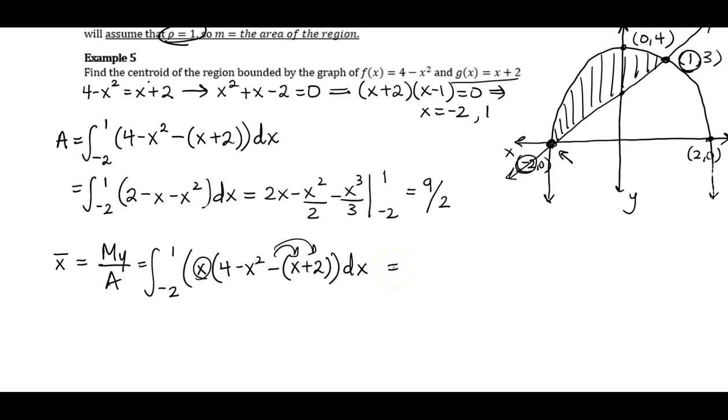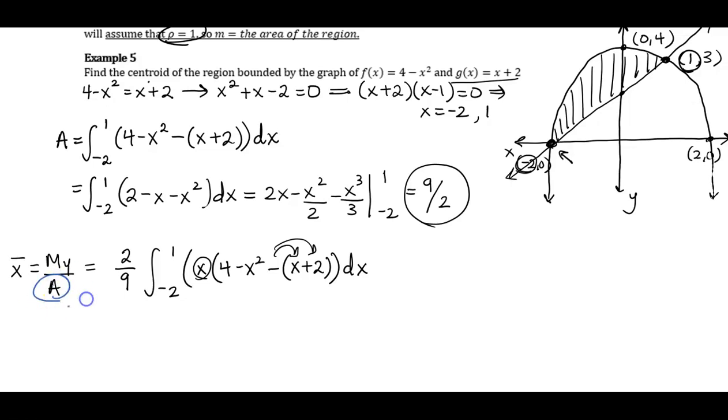On the inside, one thing I am missing here is I said that I was going to calculate the x-coordinate, which means I need to be dividing by A. I don't have that division by A on the inside of that integral, and so I'm going to add that in. If I want to divide by A, I'm dividing by 9/2, which means I'm multiplying by 2/9. So this division by A is captured by me putting that 2/9 in front.